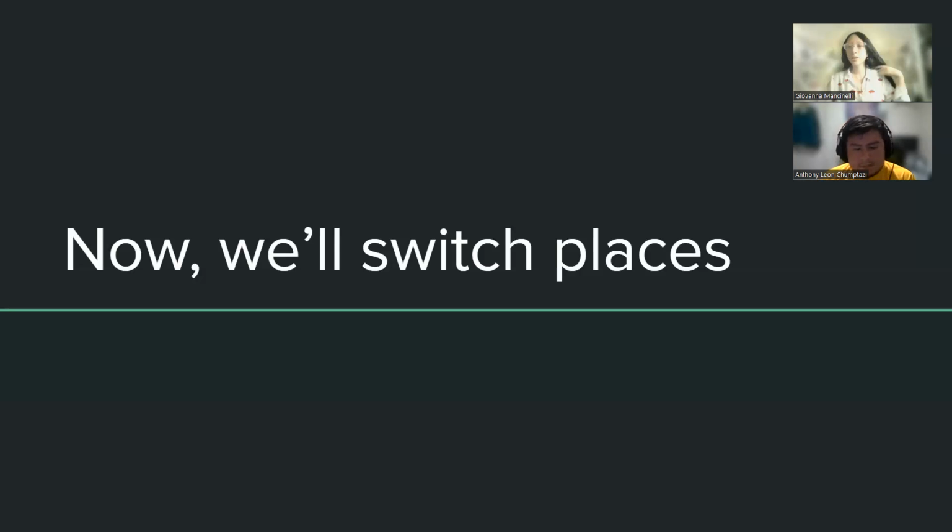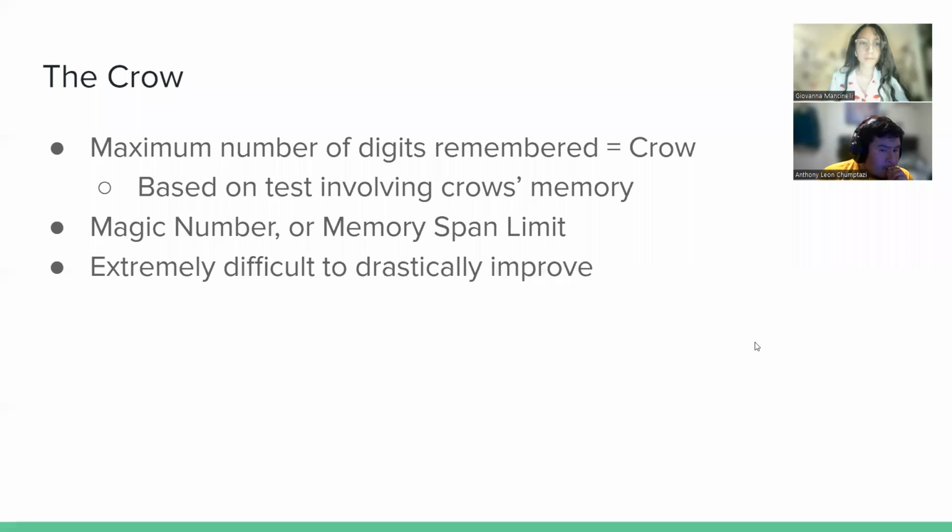And it's worth mentioning that we're doing this late at night, and we talked about this in class, but sometimes there can be small variations based on how much noise there is in the room or what time of day or even how much caffeine you've had, but this is just a general estimate. So like I just said, the crow is the maximum number of digits that you can remember. So Anthony has his crow, which is 5, and I have my crow, which is 6.